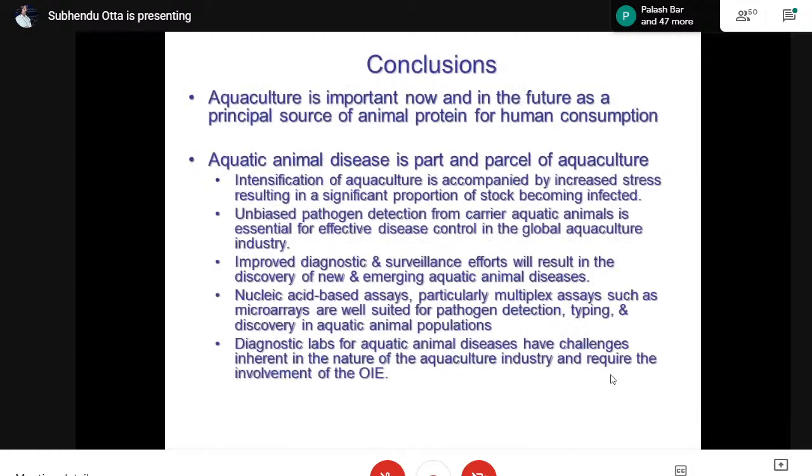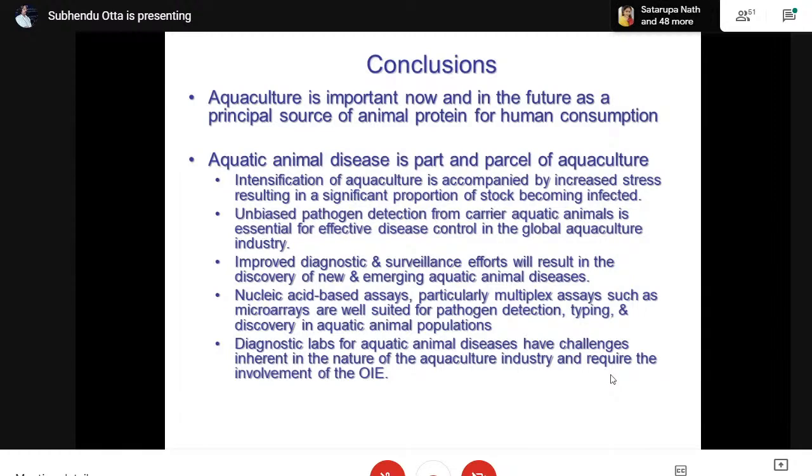So to conclude, aquaculture is now very important. Capture fish is coming down. So aquaculture is the only future to supply animal protein to people, and so aquaculture will continue. And also as the human population grows, people will try to get more and more production from the limited area with higher stocking density and all. So disease will invariably be a part of this system.